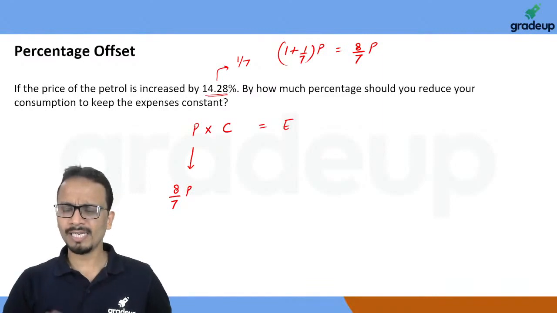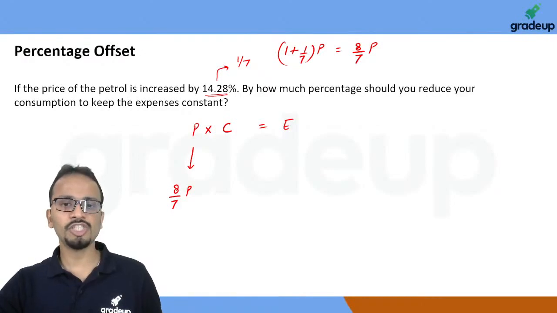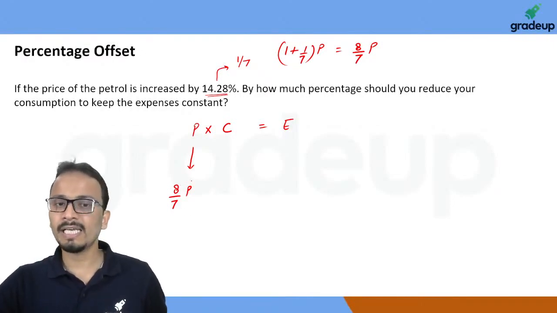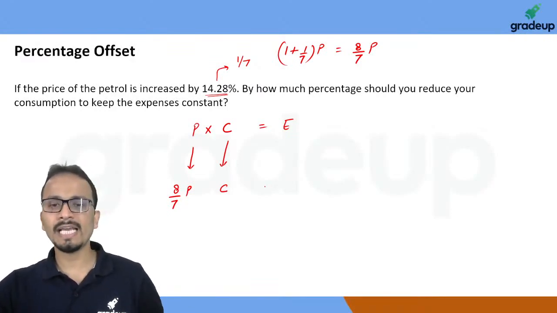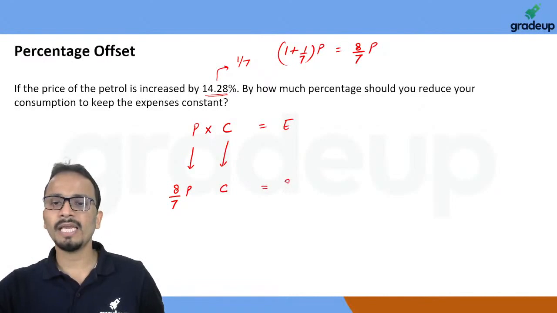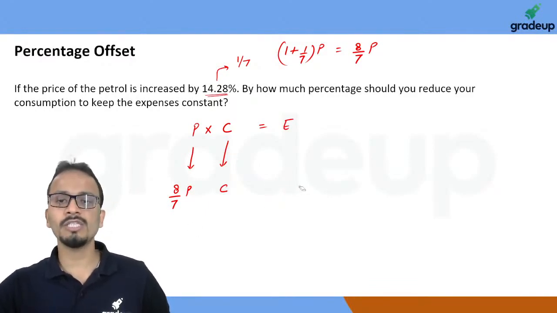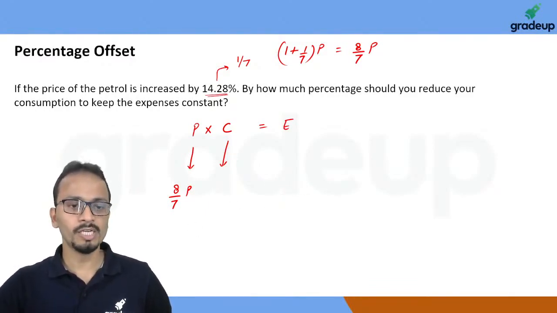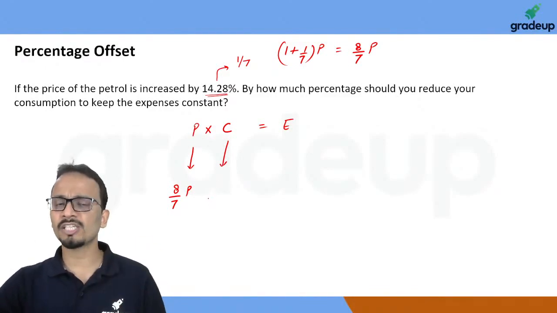Now understand that if I do not change the consumption, there is a factor involved here. If consumption is kept the same, I cannot do anything with this factor 8 by 7, and the expenses will become 8 by 7 of the original expenses. But this is what I don't want. I want these expenses to be the same, so whatever expression I have for P into C, the same should remain.